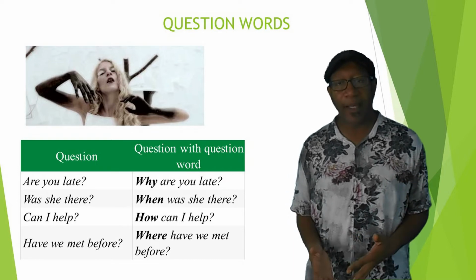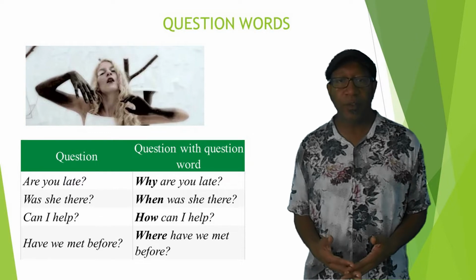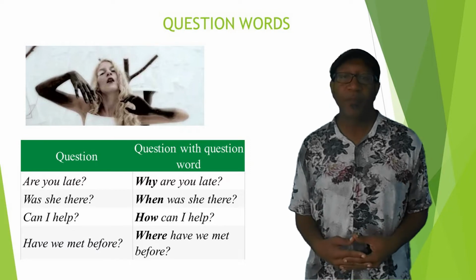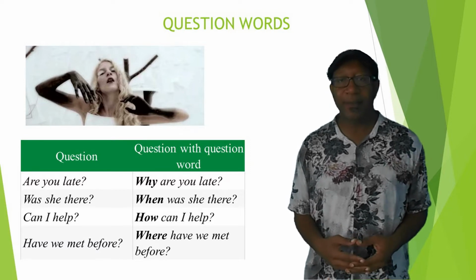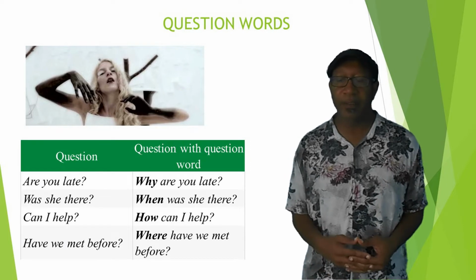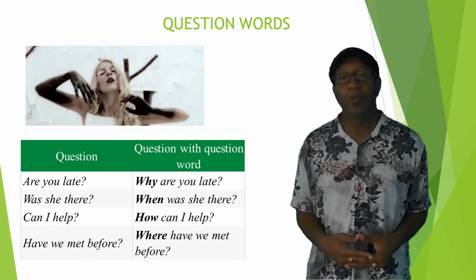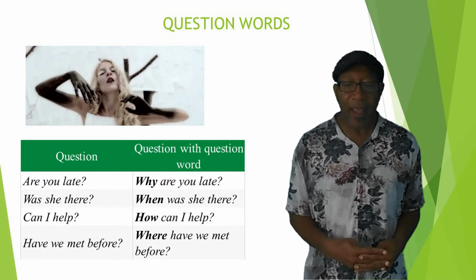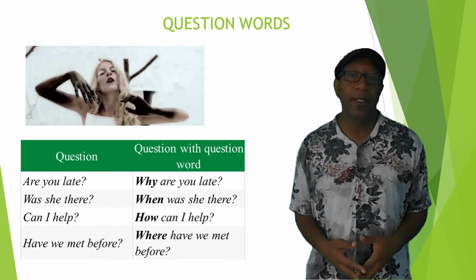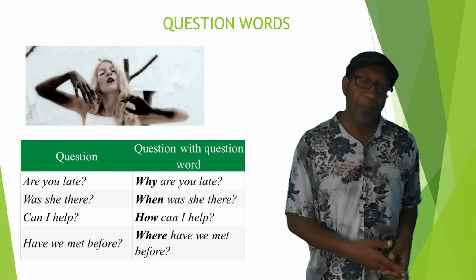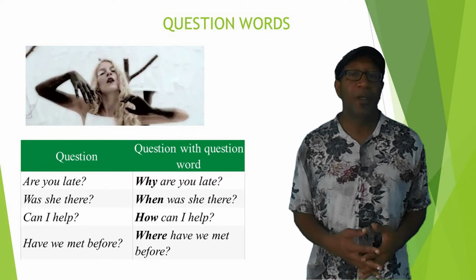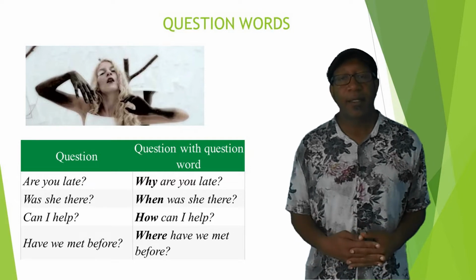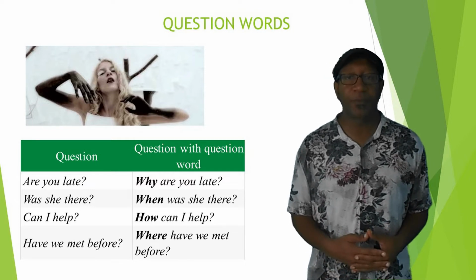Like, why are you late? When you ask a question like that, you want to know the reason why the person is late. When was she there? When you use when, it means the time when a person was in the place. How can I help? When you use how, it means the way you do something. And where have we met before indicates a place where the people had met before. Those are four examples of question words that can be used in the English language.